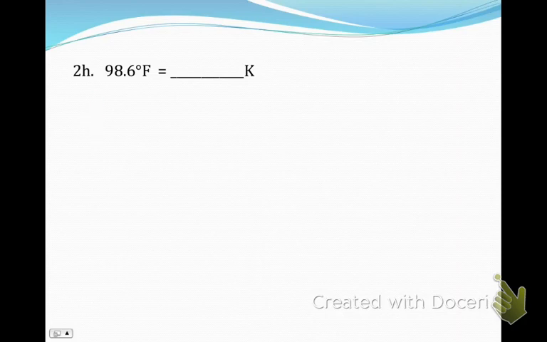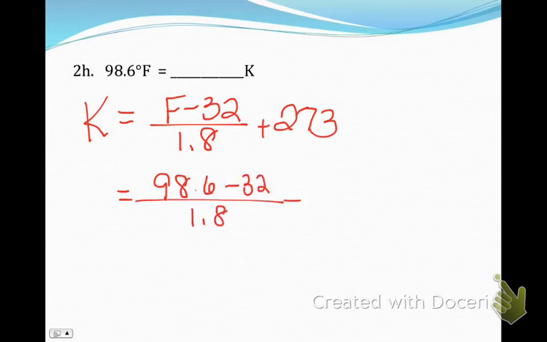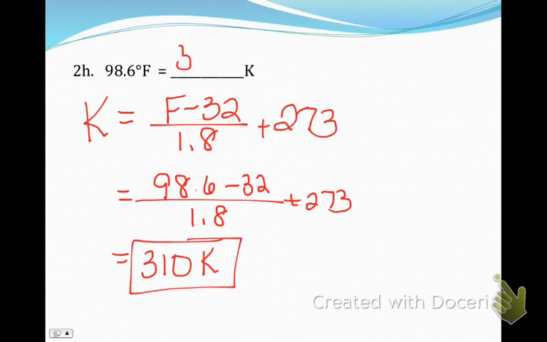So K, my rearranged formula is F minus 32 over 1.8 plus 273. Sorry, plus 273. Make sure you put that in there. Plug in all your values. 98.6 minus 32 over 1.8 plus 273. Punch this into your calculator. And we should get 310 Kelvin. Okay, so here I have my rearranged formula, my plugged in values, and my answer with the box and units.